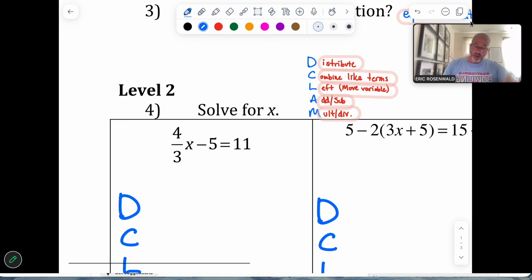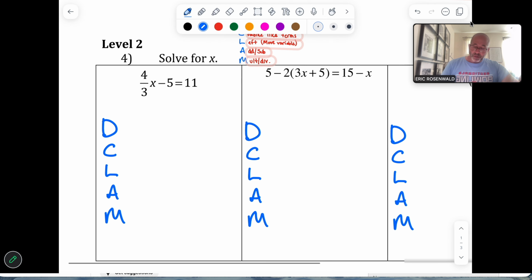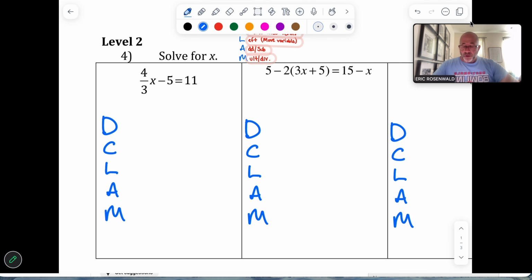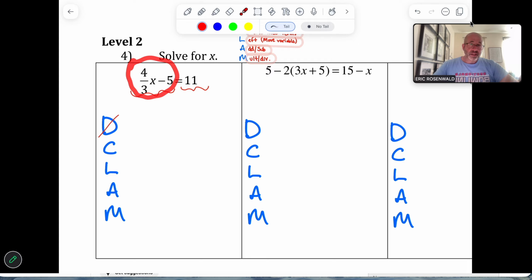So let's get started. Looking at this first one here, let's go ahead and do DCLAM for this. We look at this and we ask ourselves, does it have the components that we're looking for? Is there distribution here? Well, in order for there to be distribution, there has to be parentheses, and there aren't any. So there's no distribution in this problem. When we say combine like terms, we ask, is there anything that I can combine on the left side or on the right side? Well, on the left side, there's an X attached to 4/3, but there's not an X attached to 5. So those do not combine. On the right side, there's an 11, and that has nothing else with it. So there's nothing to combine here.